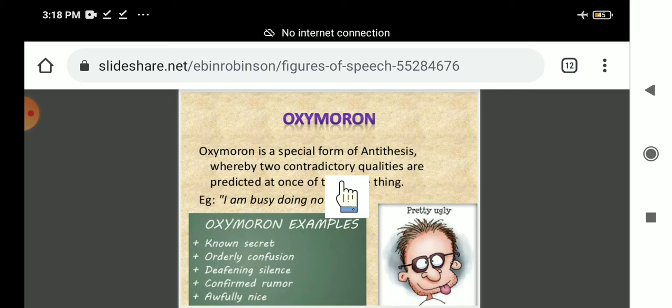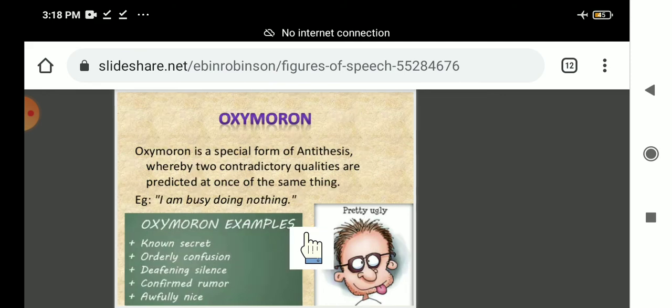When clashing kinds of qualities fight with each other, but not with arms or the body, they fight with their ideas, then it is called oxymoron. See, oxymoron examples are given here: no cigarette, orderly confusion, deafening silence, confirmed rumor, awfully nice. So these are all examples of oxymoron.